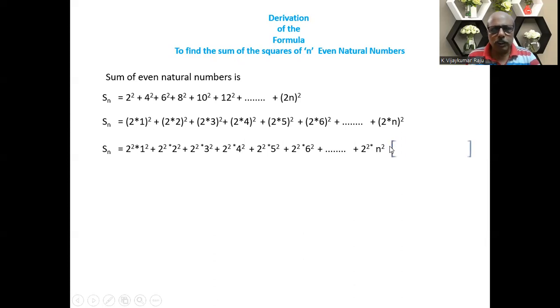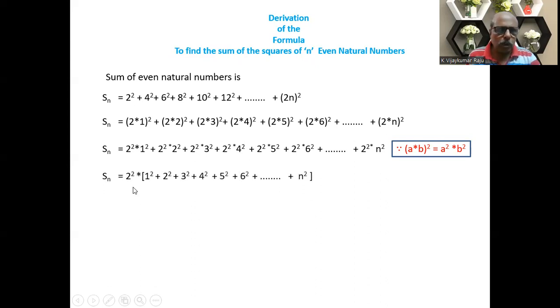So what are we using here? Here we are using the exponential law: (a into b) raised to 2 is equal to a raised to 2 into b raised to 2. This is the exponential law which we are using for this. Now if you see here, each of these terms has 2 raised to 2. Everywhere we have got 2 raised to 2. So what we do, we take out 2 raised to 2 common.